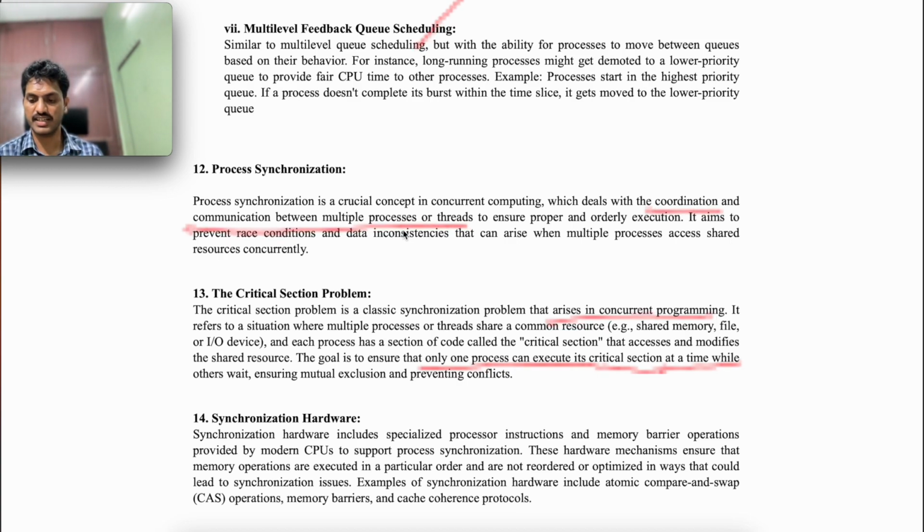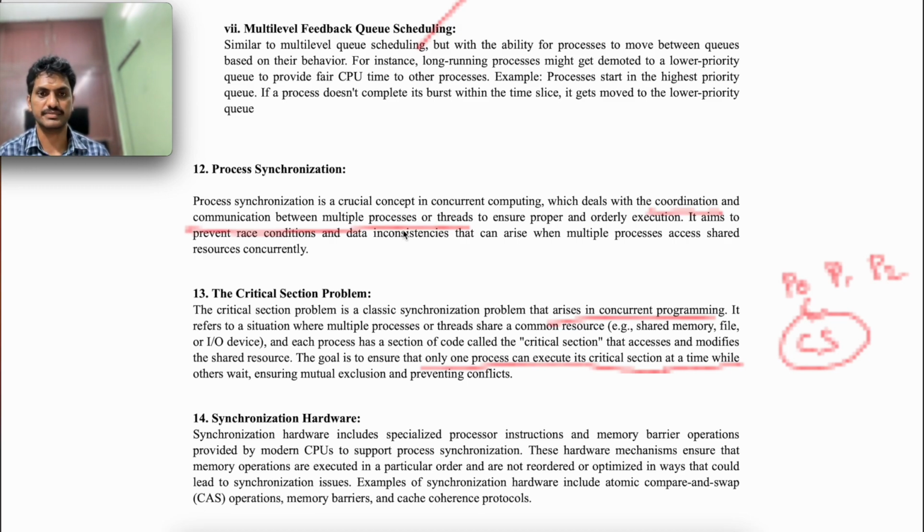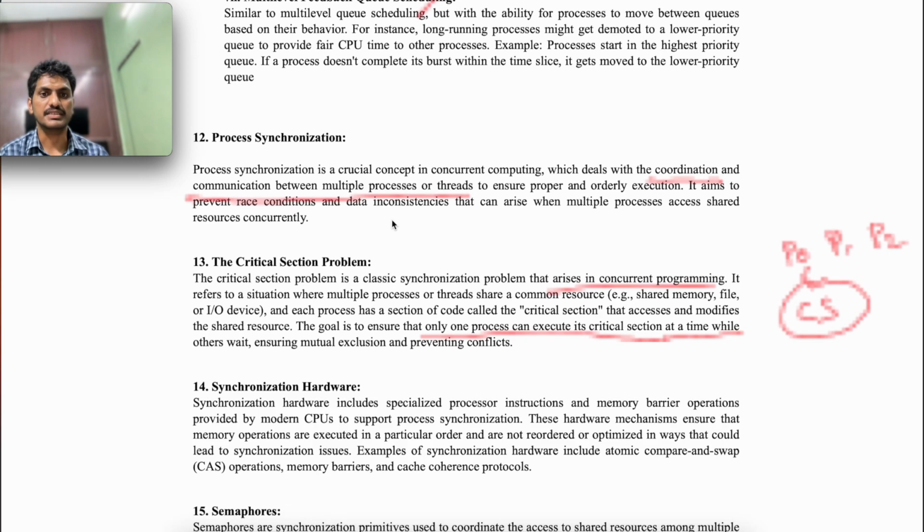Suppose this is the critical section. You have P0, P1, P2, multiple processes. We will give only one process the chance to enter, and after the exit of the first one, we give the chance to the second one. That is the logic here.